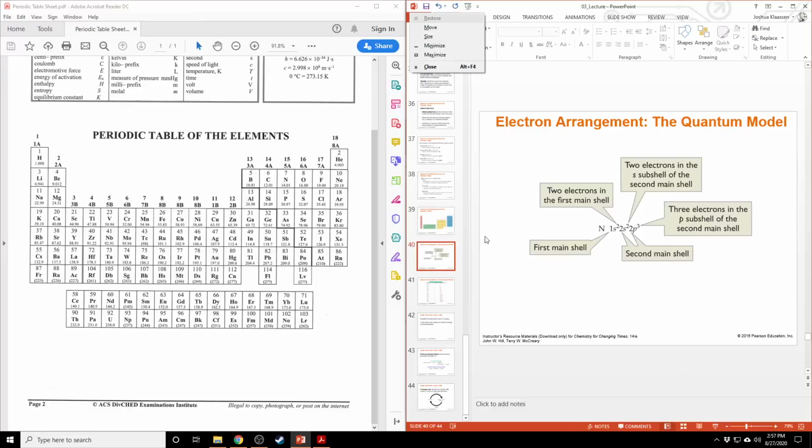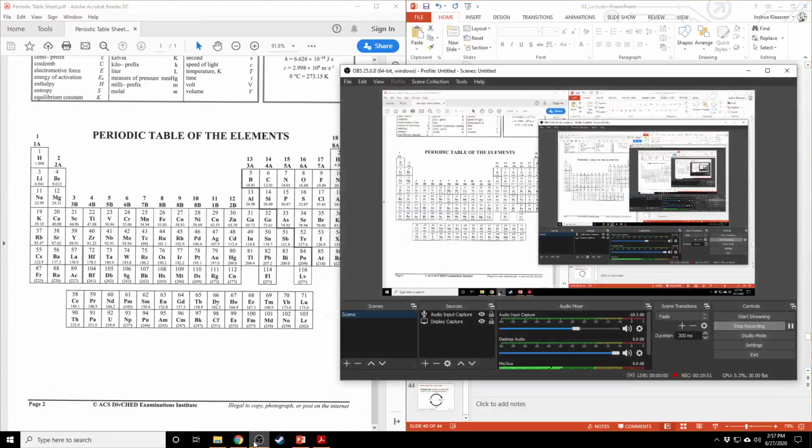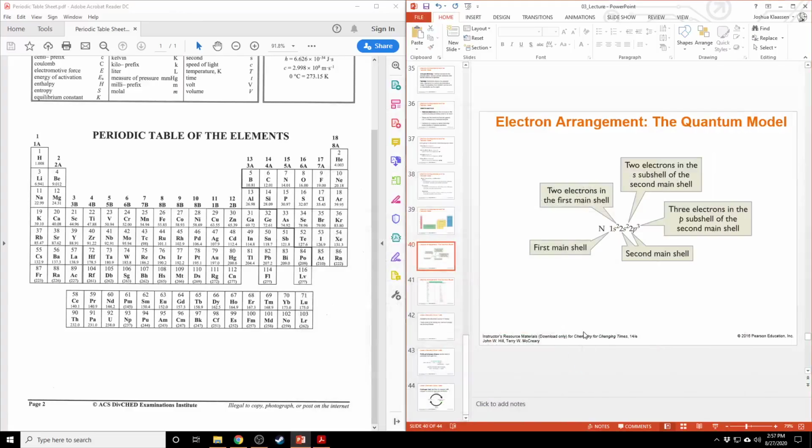Okay, so now you can see I have simply gotten out my periodic table, just as if you were doing this at home, right? And we're going to try doing nitrogen.